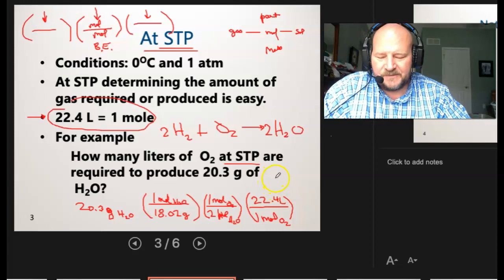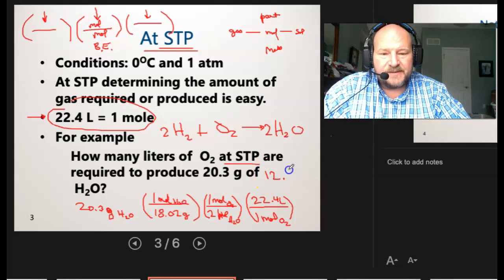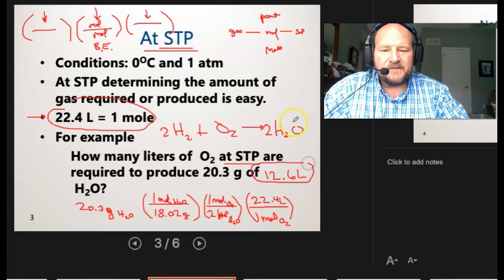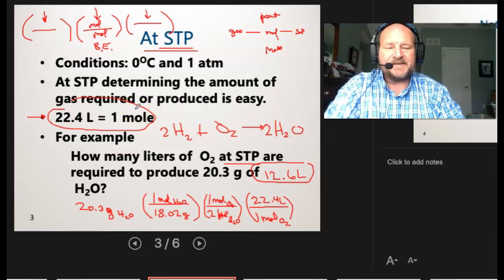12.61709121 liters of gas. Now I'm going to pay attention to my sig figs here. I've got 3 going in, which means I'm going to have 3 coming out, which means my final answer then is going to be 12.6 liters of O2 gas. And that's our final answer. All right, so again, that's when we're at STP.